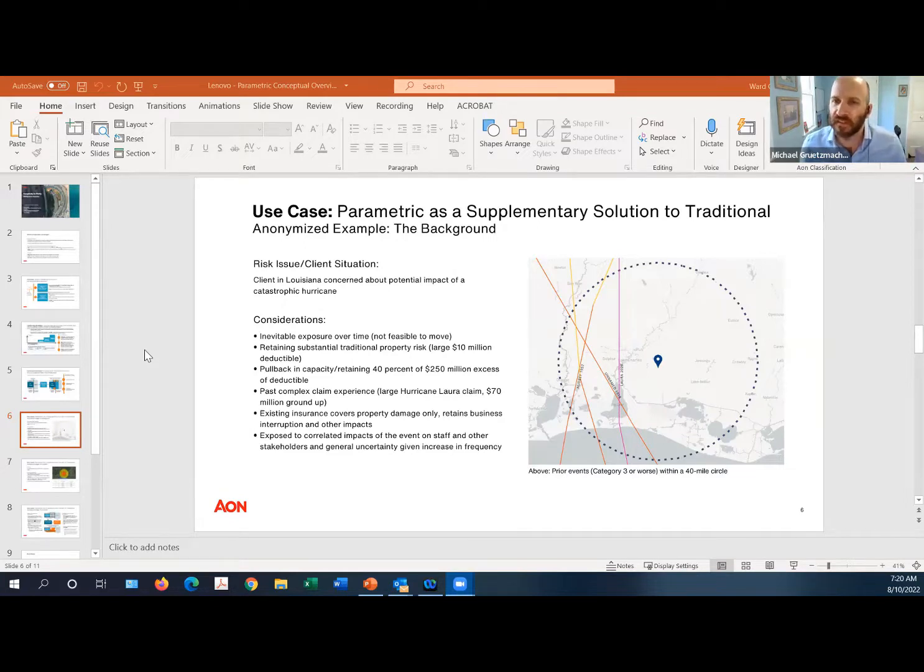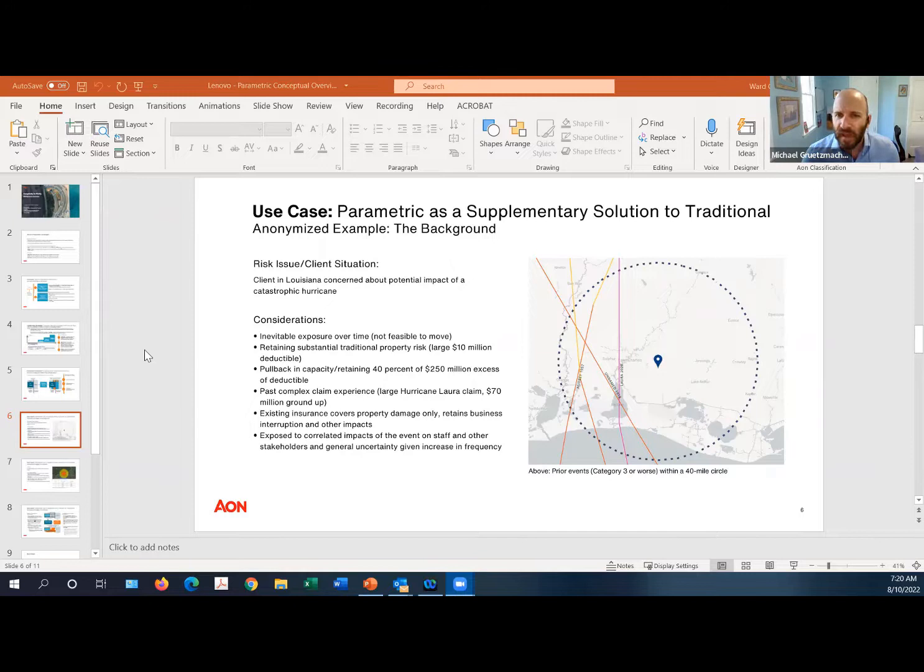And that map, if you can't see, is Louisiana, Western Louisiana. They had an experience with Hurricane Laura, which I believe was 2020, where they had a large ground up, I think $70 million loss. A large portion of that was self-insured based on how that program is structured. This conversation is happening with this client maybe a year after Hurricane Laura, and still not a lot of progress on that claim, and there's a general level of frustration that they had a lot of costs and extra expenses, looking for an additional solution. So that's where parametric came into play.